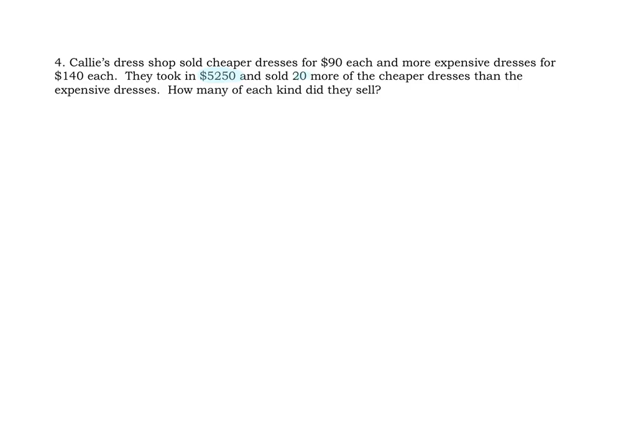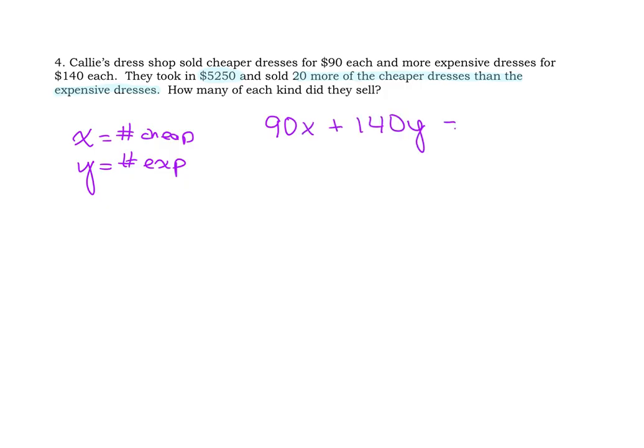Now this one is 20 more of the cheaper dresses than the expensive dresses. We'll talk about that one in a minute. So X, the question is how many of each kind did they sell? So X is going to be the number of cheaper dresses, and Y is going to be the number of the more expensive dresses. Now I'm going to get that total out of the way because the total is money. So I know it's $90 for the cheaper plus $140 for the more expensive equals that total. So I get that one out of the way.